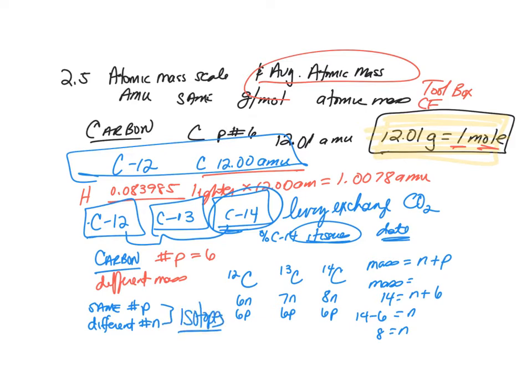Isotopes were really figured out with the introduction of mass spectroscopy. It's a way to see the different masses of different elements and their abundance. And this is how we were able to come up with the different average atomic masses. So we're talking about how to calculate average atomic mass.